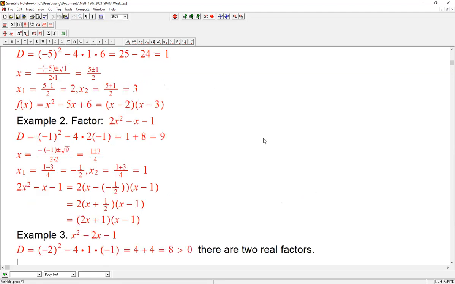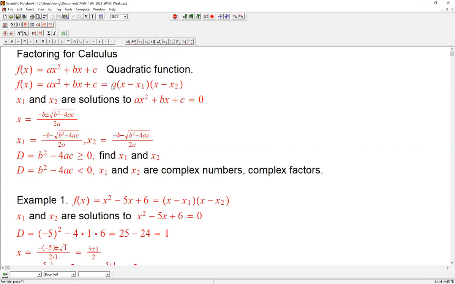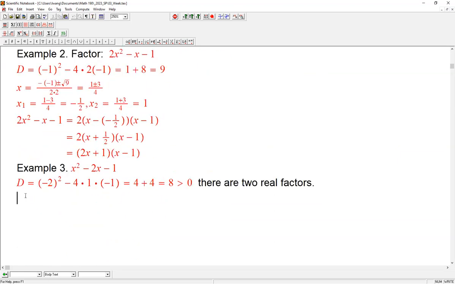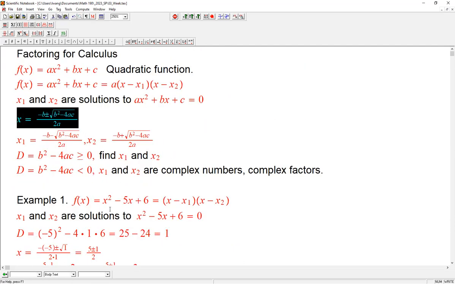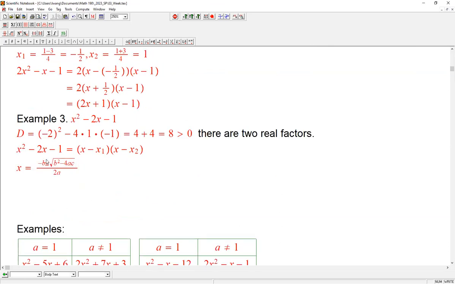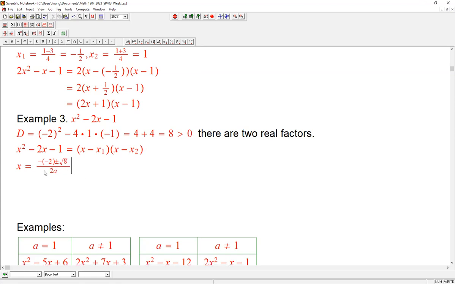What are they? Of course, we know what they are. We're already told, right? So these 2 factors are going to be like this. a equals 1, so 1 is omitted. X1 to be found, X2 to be found. And D is already found, right? So we're just going to use the quadratic formula. Just plug in. B is negative 2. Negative 2 plus minus the square root of b squared minus 4ac, that's 8. A is 1.